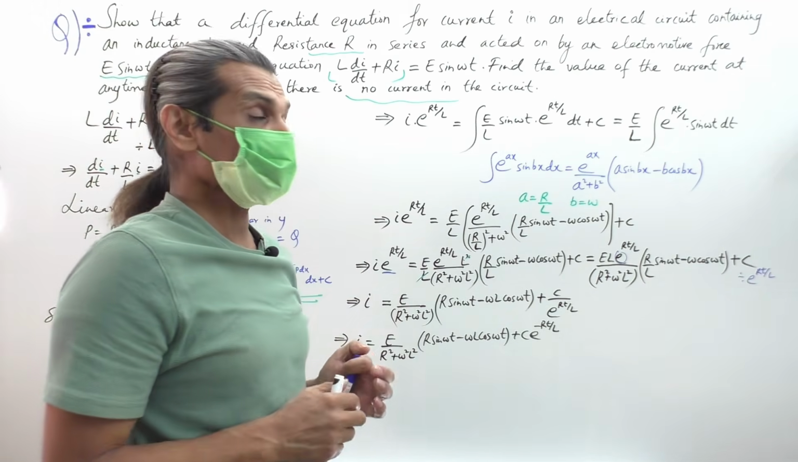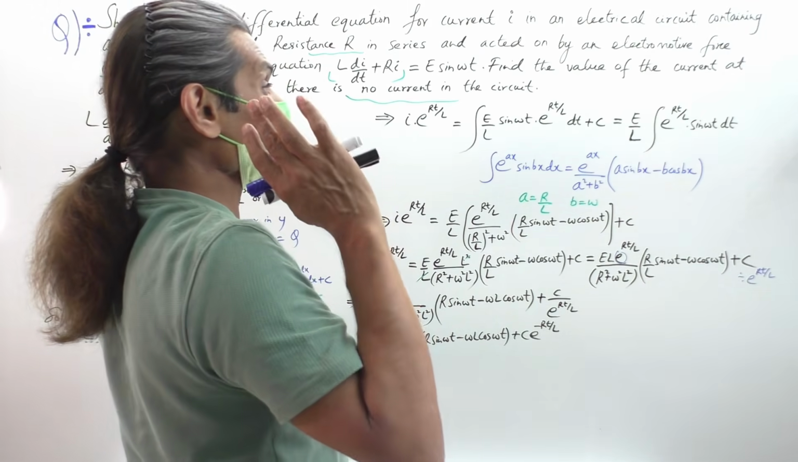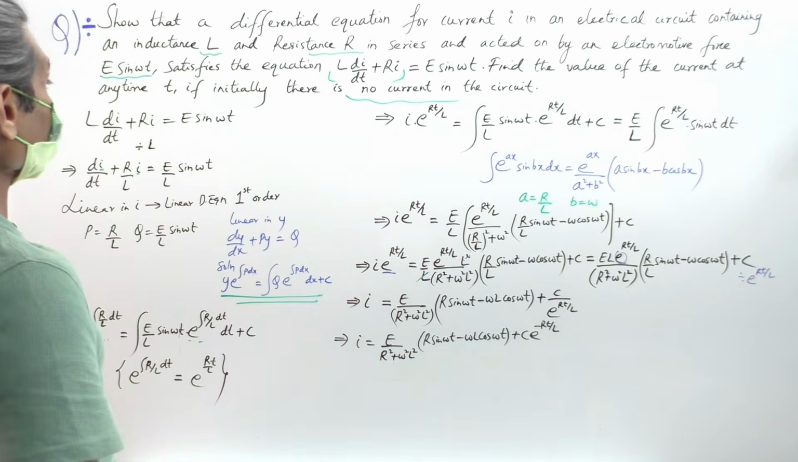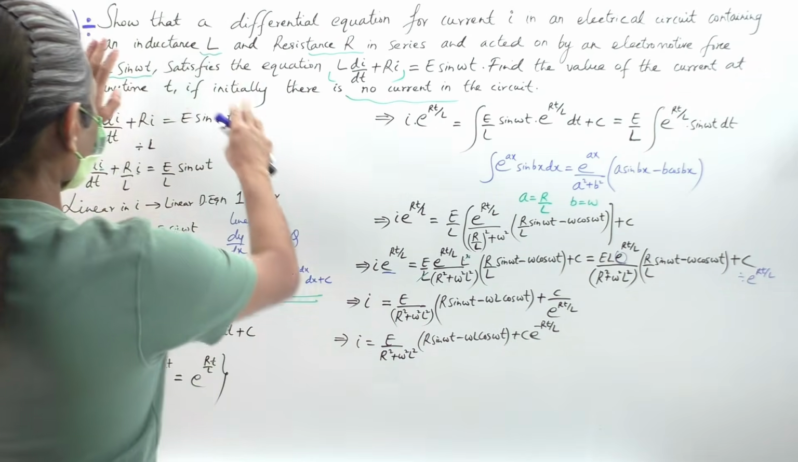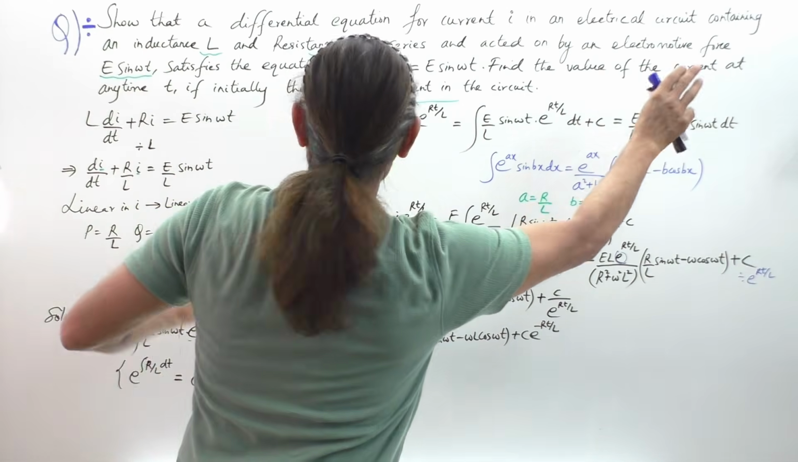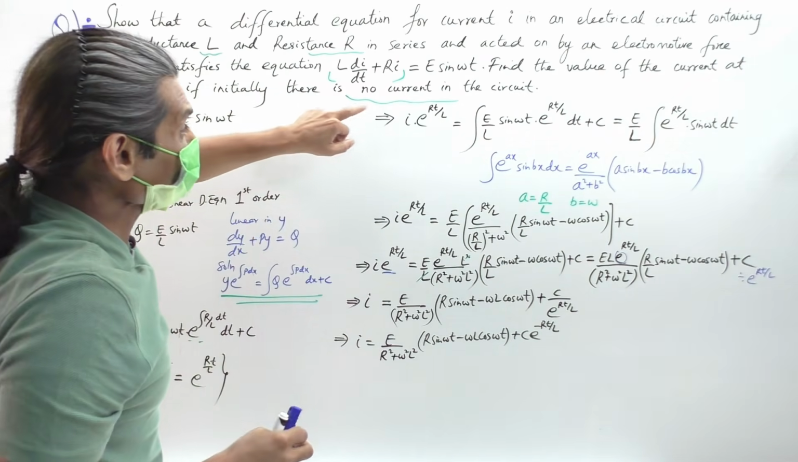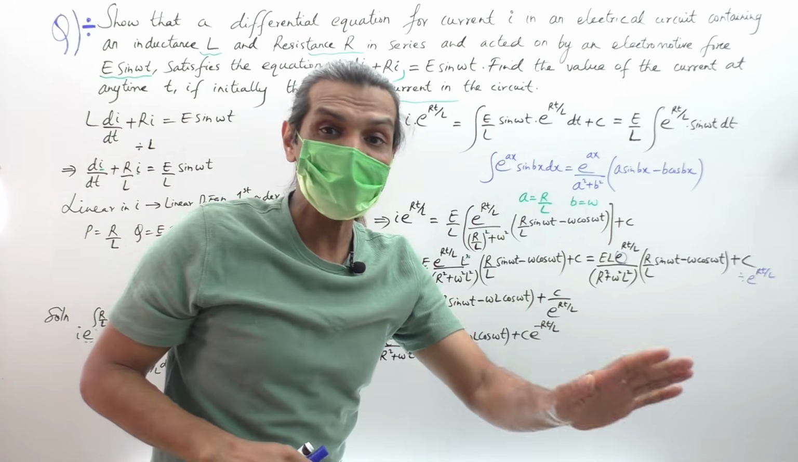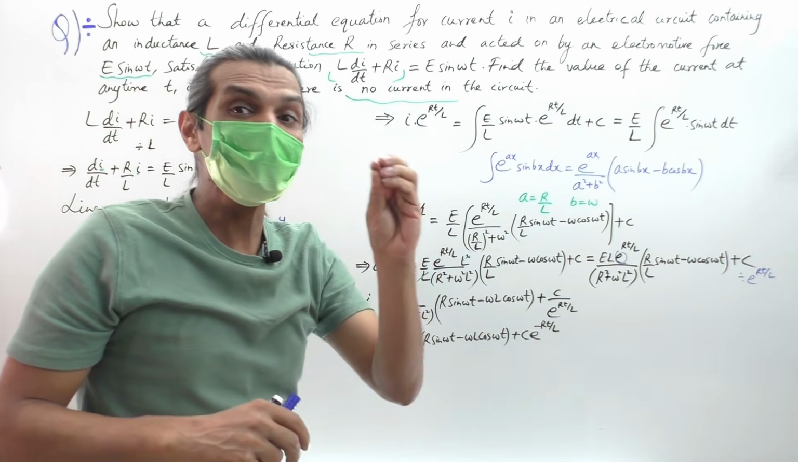But see, they are asking one more condition here. What's the condition? Find the value of the current at any time if initially there is no current in the circuit. No current means what? I is equal to 0.